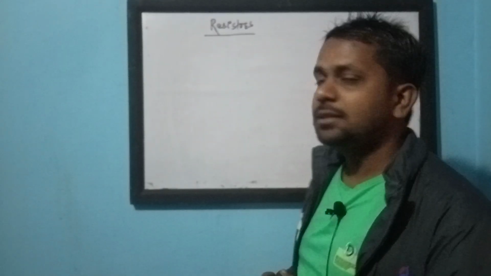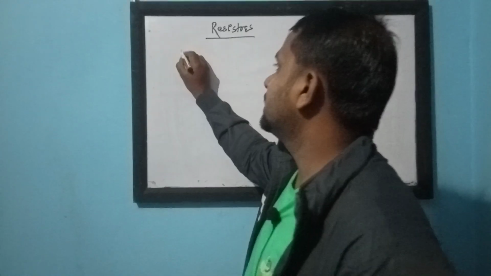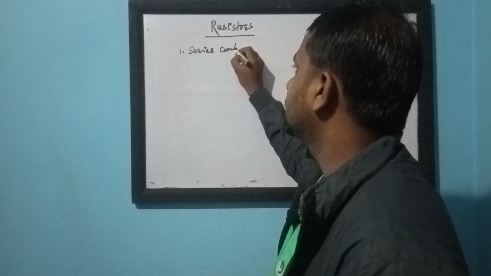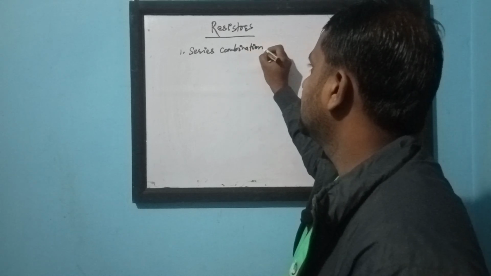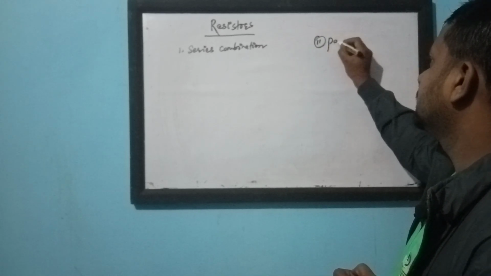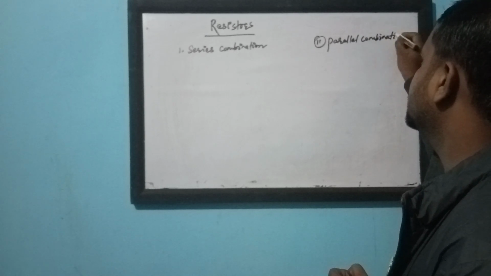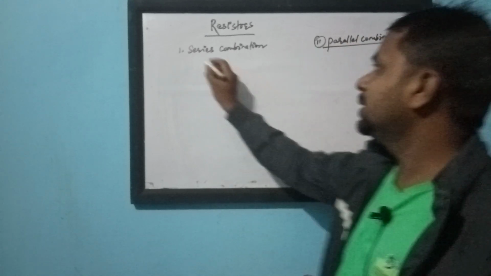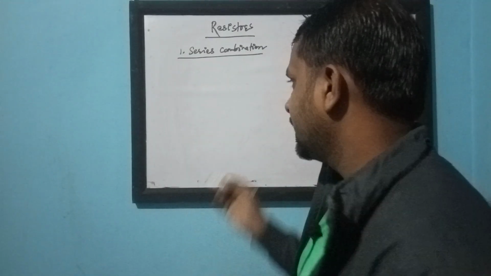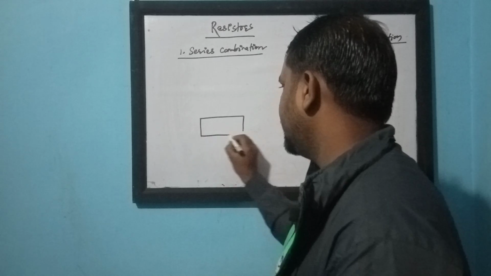Then the resistors are combined in the circuit in two ways, that is, series combination of resistors and parallel combination of resistors. There are two ways through which the resistors can be combined in a circuit. Let us take an example like this. Let us try to understand through the diagram.